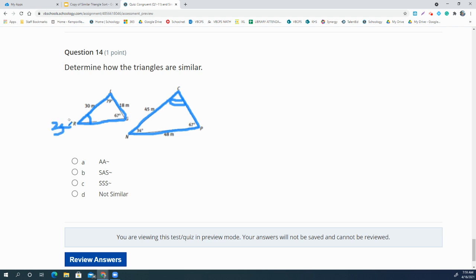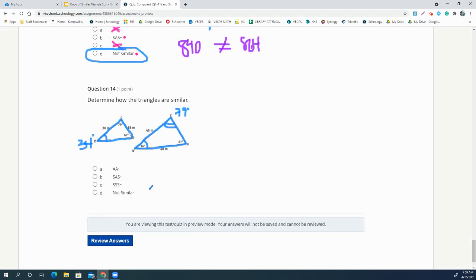$34. Absolutely. And what's the measure of C? $79. Do I even need to look at the sides? No. All I need to know is that 2 of the angles are congruent, and I know that 3 of the angles are congruent. So this is angle, angle.